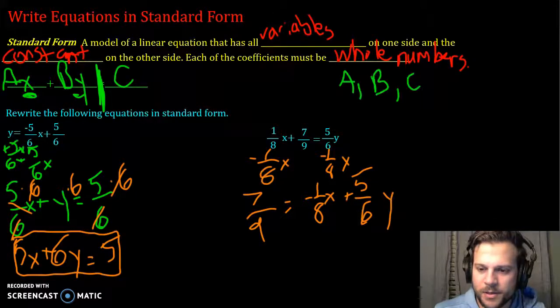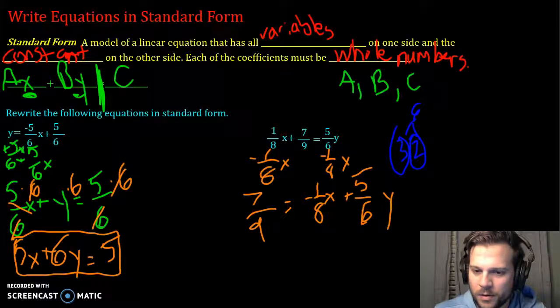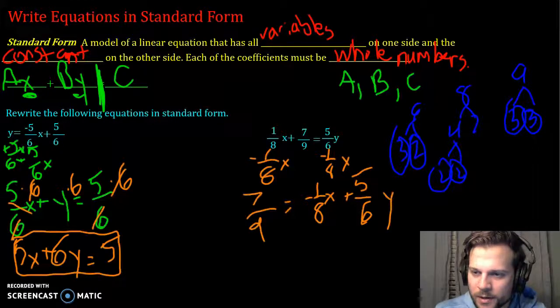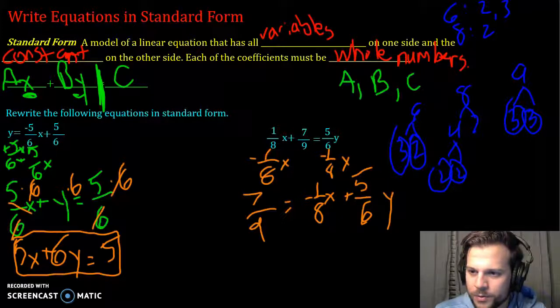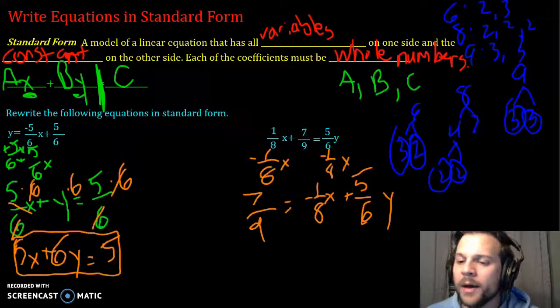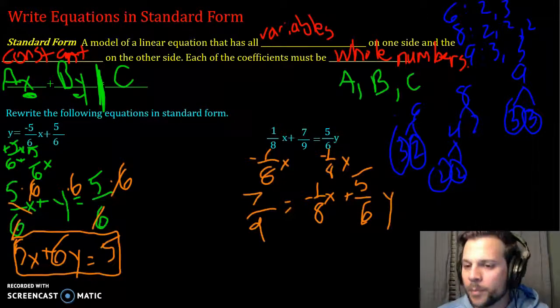So with 6, we have 3 and 2. With 8, we have 4, 2, 2 and 2. And then with 9, we have 3 and 3. So listing all these out, 2, 3, 2, 2, 2. And with 9, we have 3 and 3. So nothing is in common with all of these. So we really, truly do have to multiply by 6, by 8, and by 9.